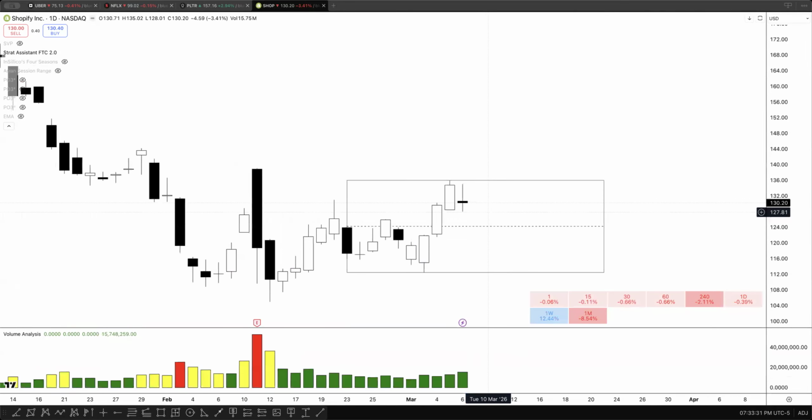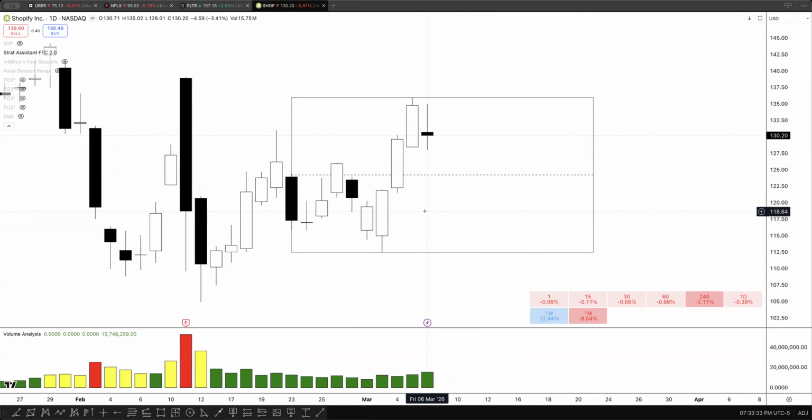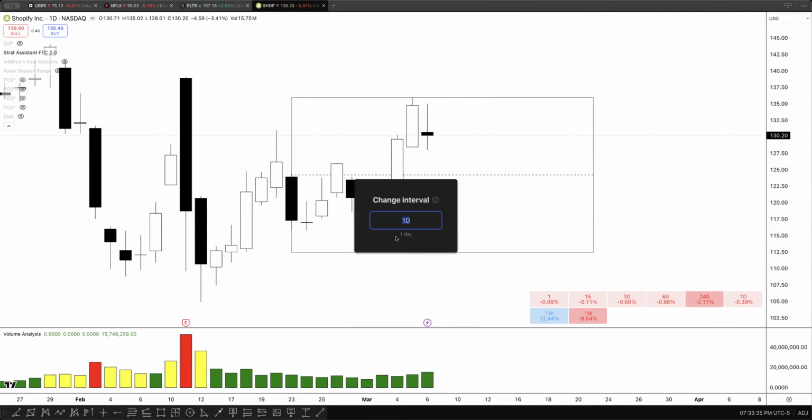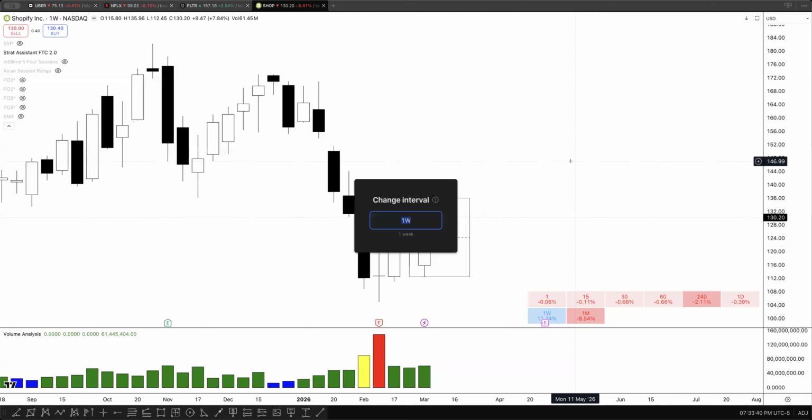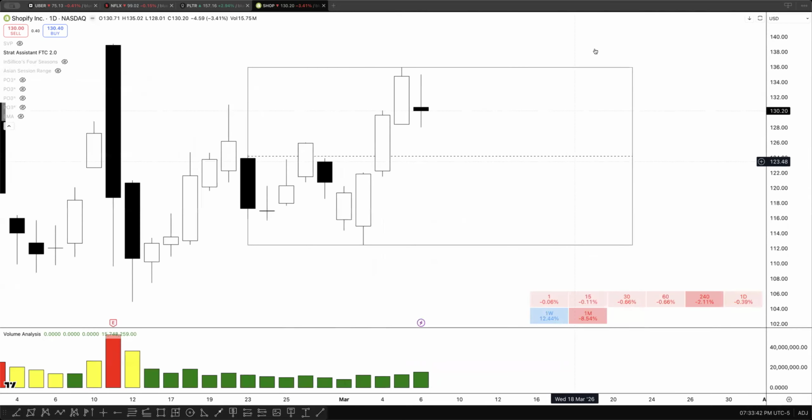So just based off the weekly, do that box. Let's go down to the daily time frame. Based off that box, let's go back to the weekly. I drew this box from the wick low to the wick high. Let's go to the daily time frame. Here's the high. What happens to the next daily candle? It's a doji candle, right?